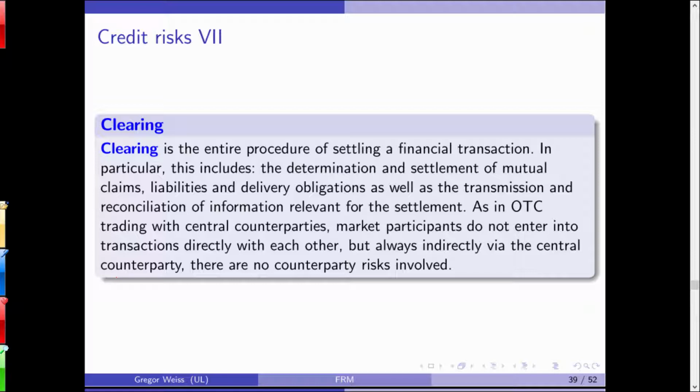And also, the stock exchange also has to calculate margin requirements. Does everyone know what a margin and a margin requirement is?